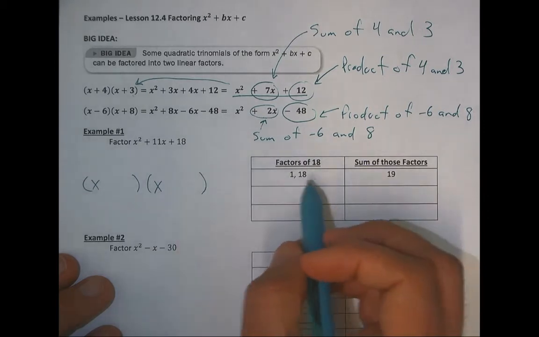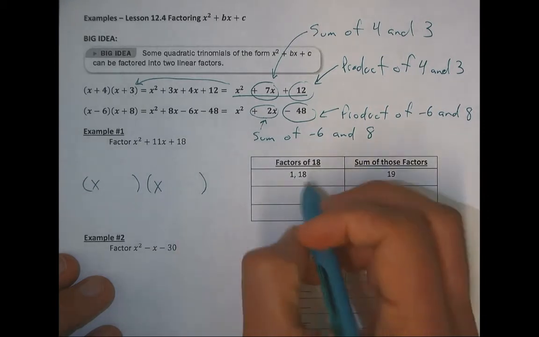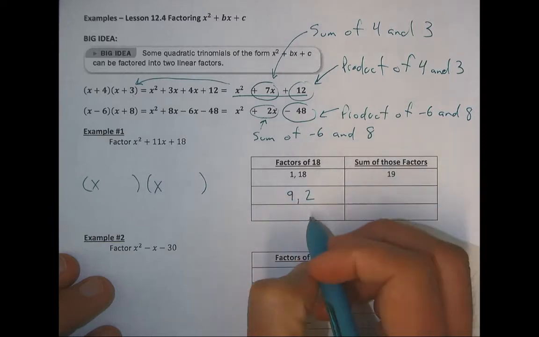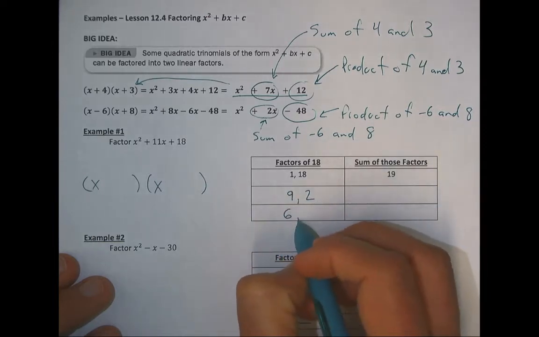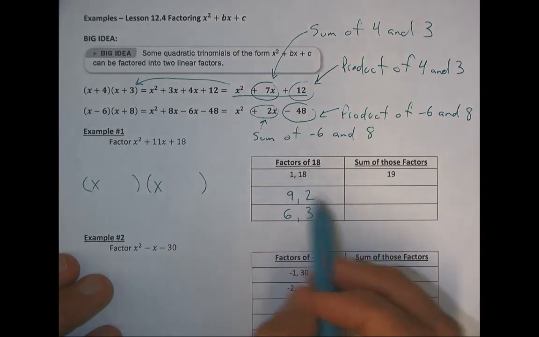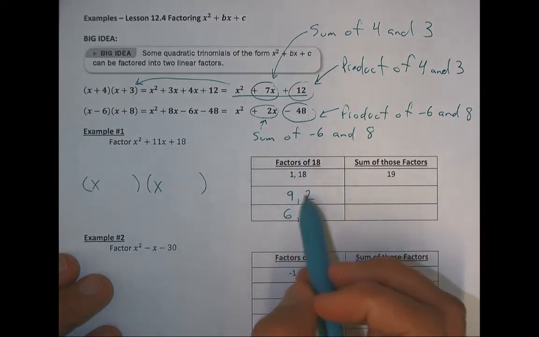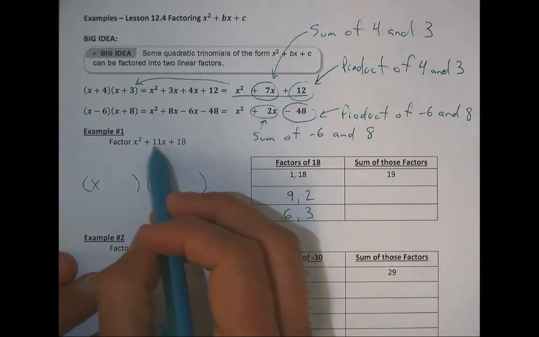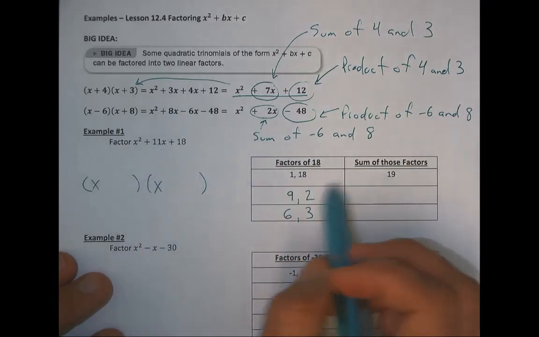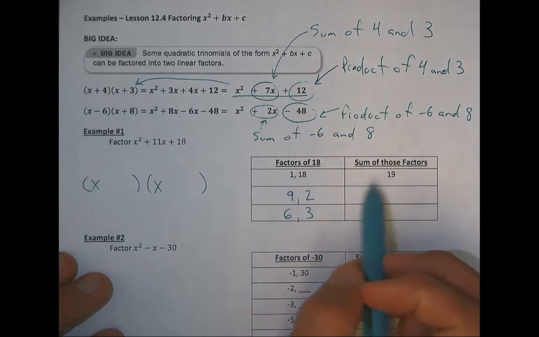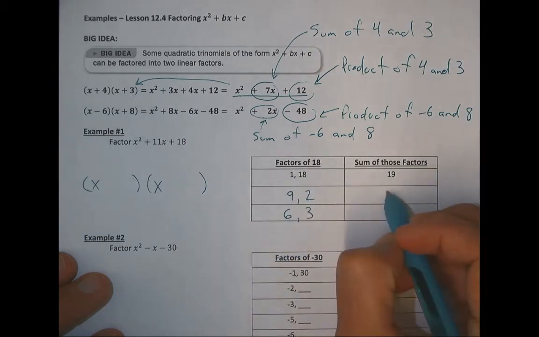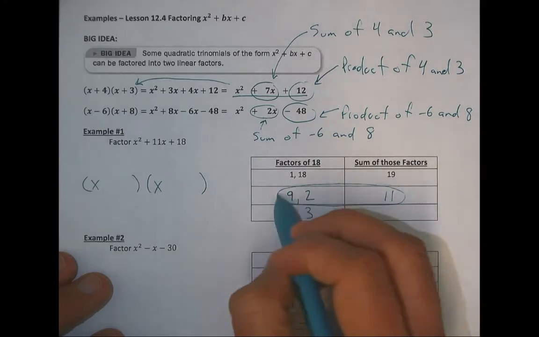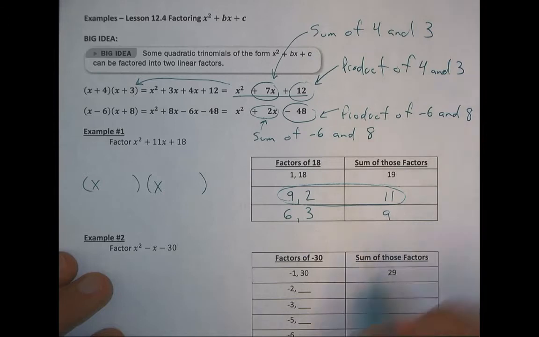It could be a 1 and an 18. It could be a 9 and a 2. It also could be a 6 and a 3. All of these are factors of 18. They multiply together and make 18. But they don't all have a sum of 11. The sum of 1 and 18 is 19. The sum of 9 and 2 is 11, so that's going to be our magic number right there. And the sum of 6 and 3 is 9.